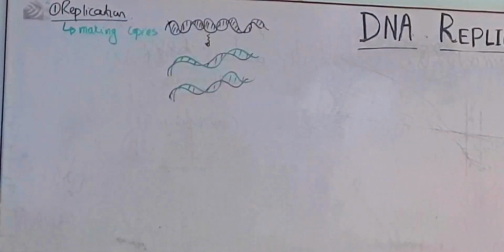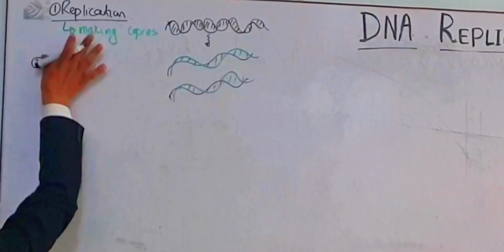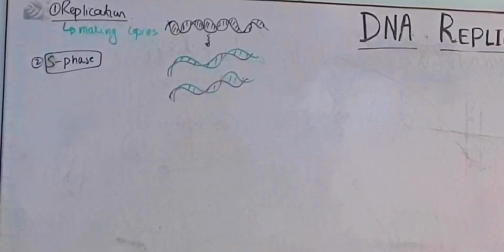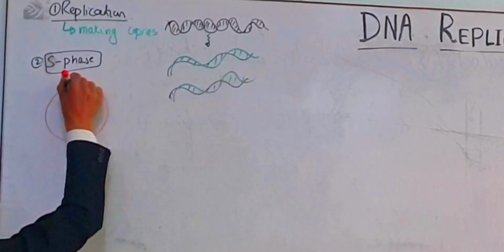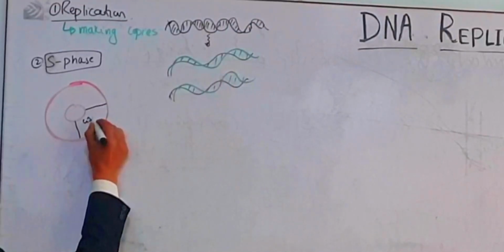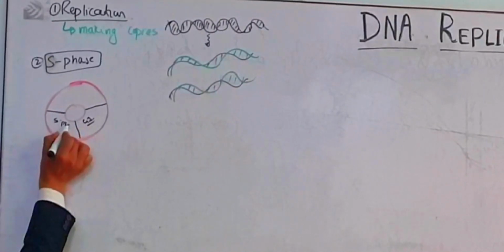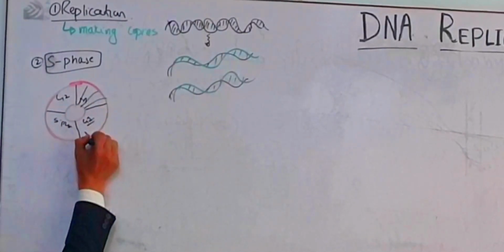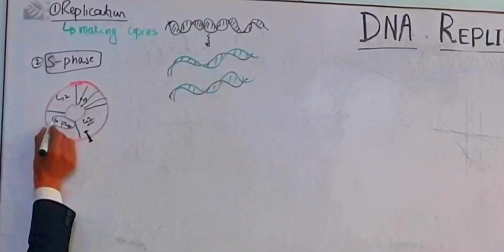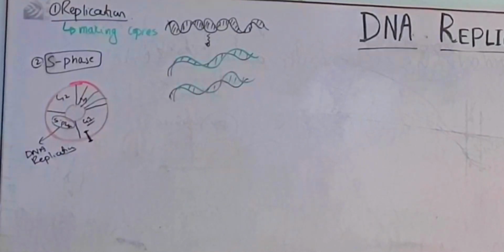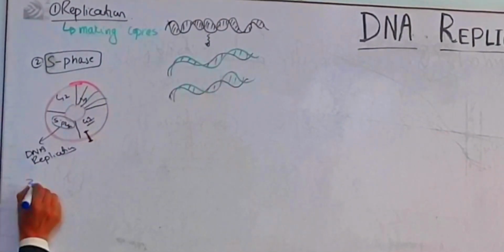The second, location: which phase is responsible for this DNA replication? S phase. What is S phase? For example, I have interphase. This is interphase, right? And this is G1 phase, this is S phase, and this is G2 phase. This is M, mitosis, right? So this is a checkpoint, and in this S phase DNA replication occurs. This is the second point which is necessary in S phase, right? The third, DNA replication is semi-conservative.